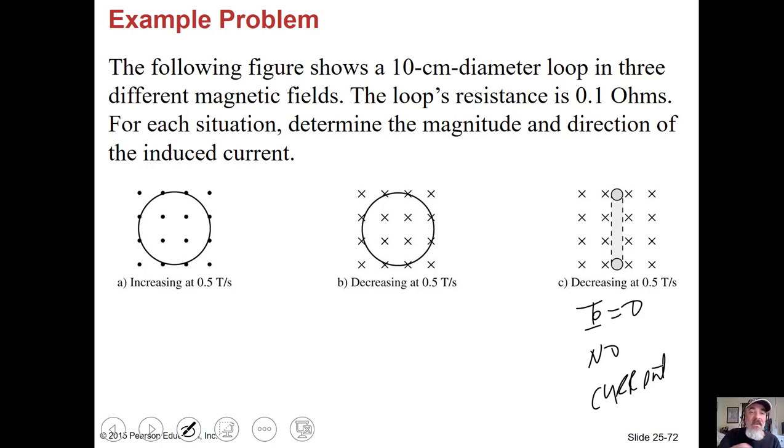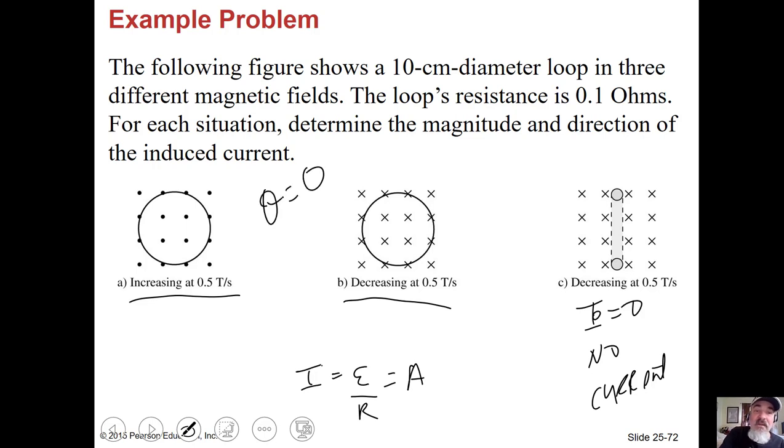Now the magnitude for both A and B is going to be the same. The part that's changing is the magnetic field. The current is the induced voltage divided by the resistance. So one thing has to change, and it's not the area. The cosine of the angle between A and B in either of those is cosine of 0, which is equal to 1.